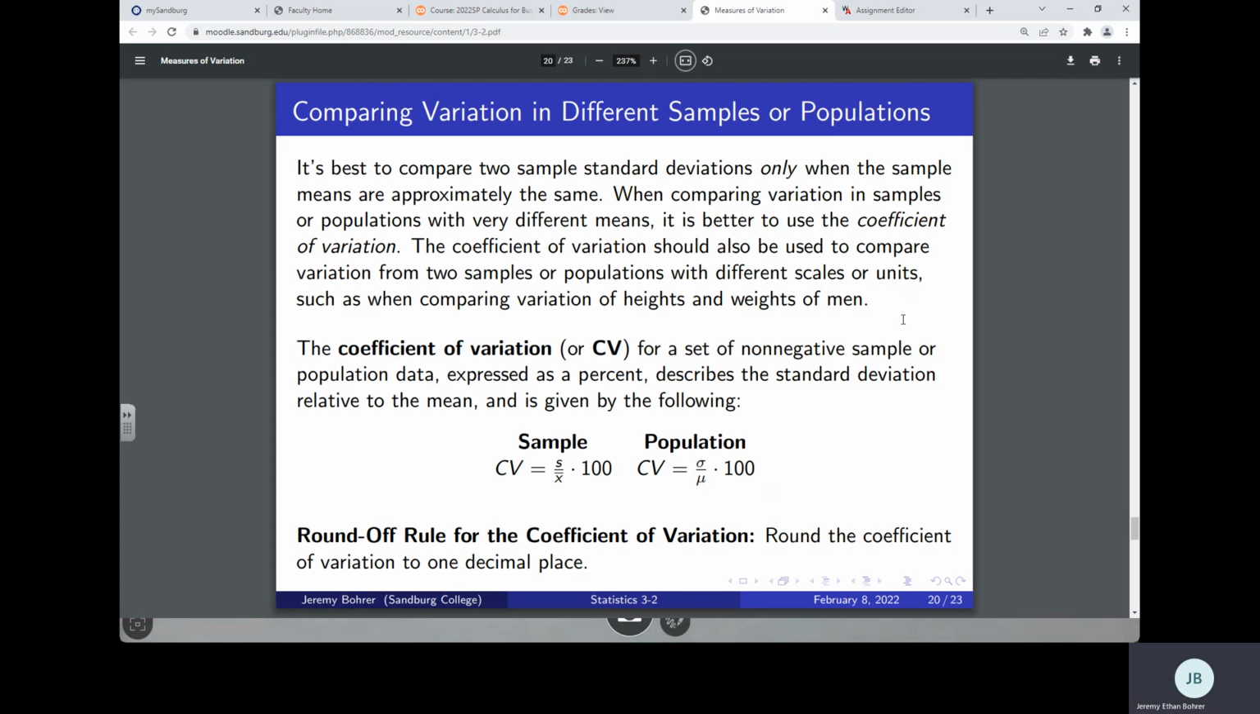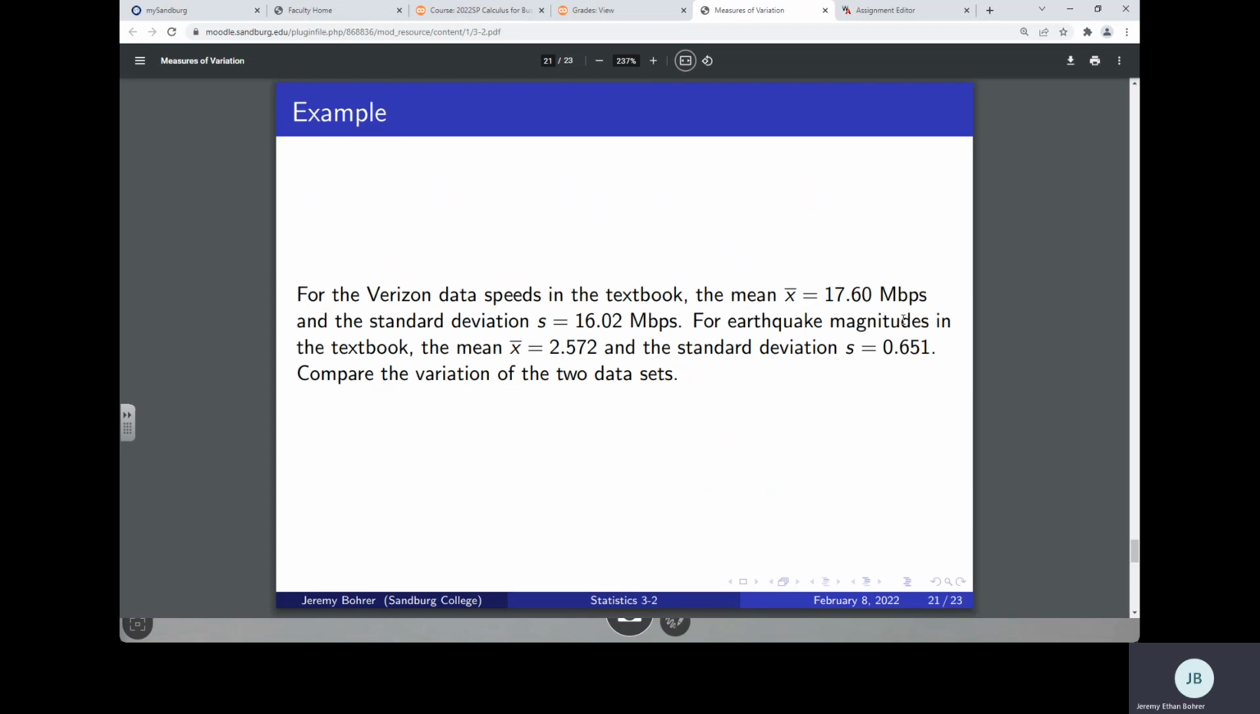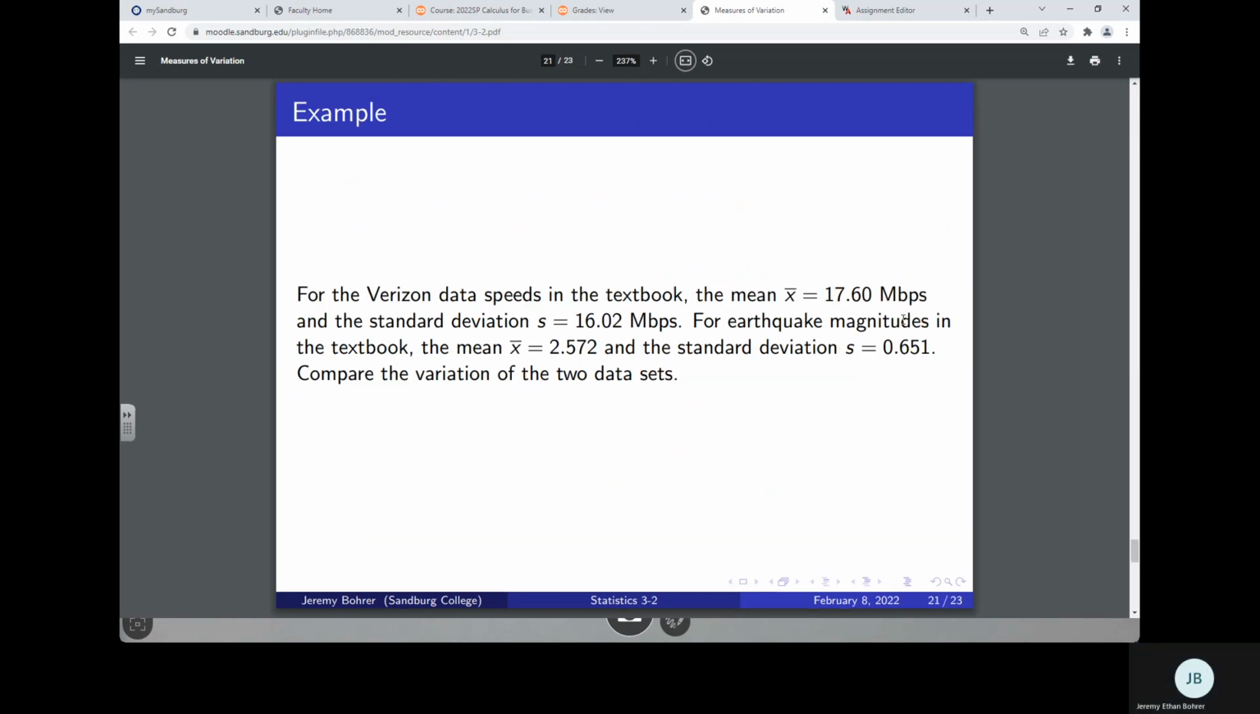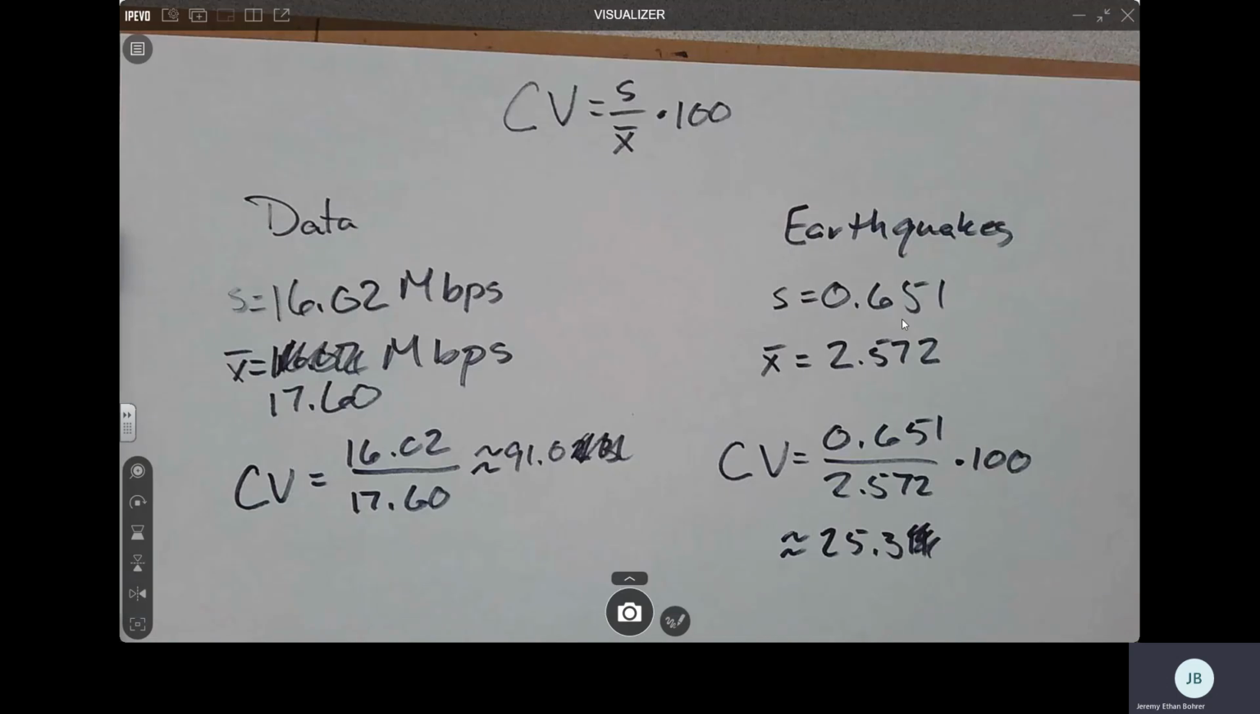So this tells us that our standard deviation is much smaller compared to the mean when it comes to our earthquakes as opposed to our data speeds, which means that our earthquake data has lesser variation overall, and our data speeds have much greater variation.